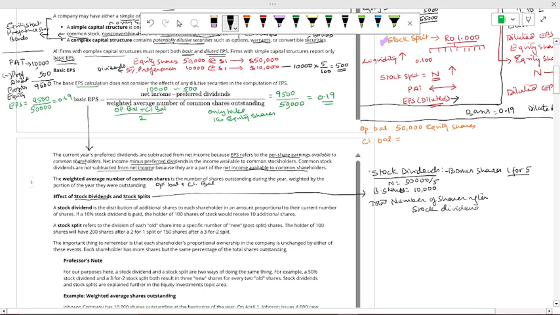See, in the examination, don't write all these things. You have to be very fast. Just for your explanation, I'm writing this. Total number of shares: previously, how many shares are there? 50,000. Bonus shares are how many? 10,000. Total number of shares will be 60,000. This applies when there is a stock dividend.